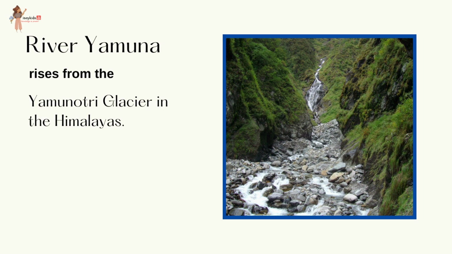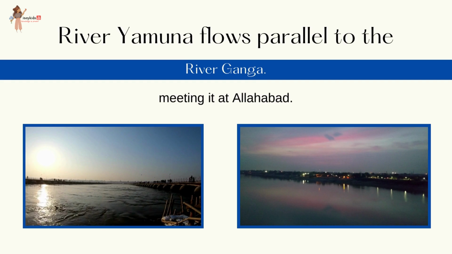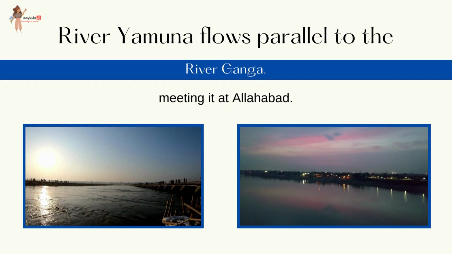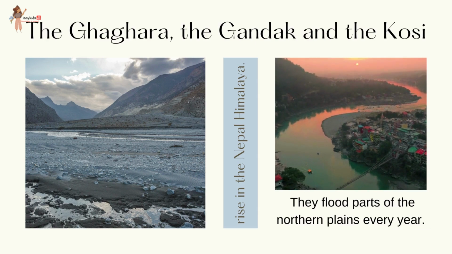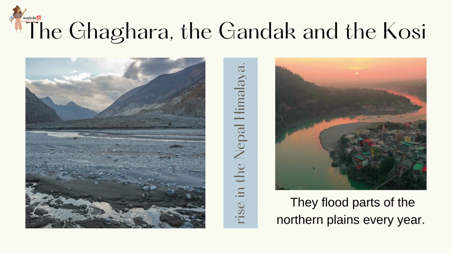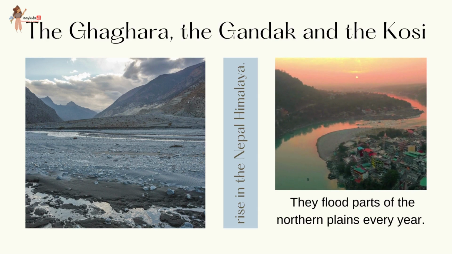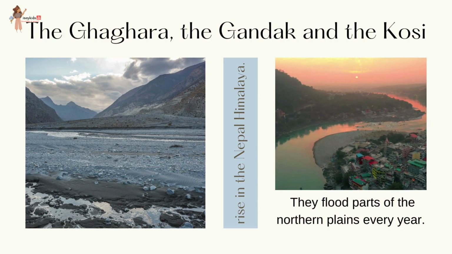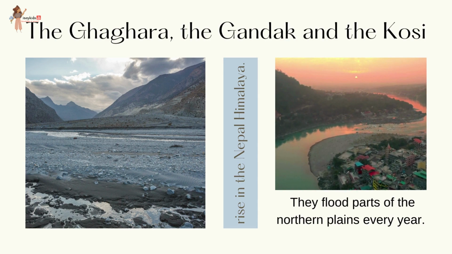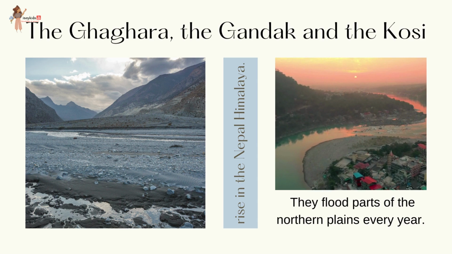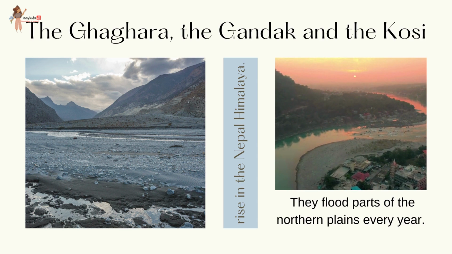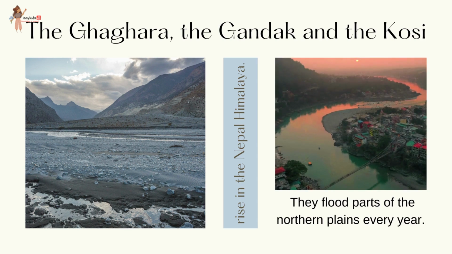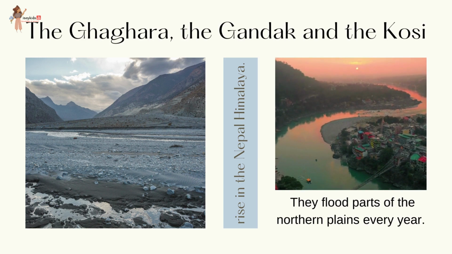The river Yamuna rises from the Yamunotri Glacier in the Himalayas. It flows parallel to the Ganga and, as a right bank tributary, meets the Ganga at Allahabad. The Ghaggar, the Gandak, and the Kosi rise in the Nepal Himalayas. They are the rivers which flood parts of northern plains every year, causing widespread damage to life and property, whereas they enrich the soil for agricultural use.